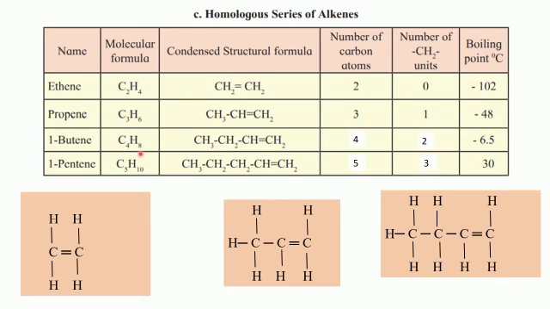1-butene, C4H8, structure is given here. Condensed structure is CH3, CH2, single bond CH, double bond CH2. Carbon atoms 4, CH2 units 2. Here also the same thing. The other two valencies we can see they are not satisfied by single bond. There is a double bond. So this will not be considered as a CH2 unit.